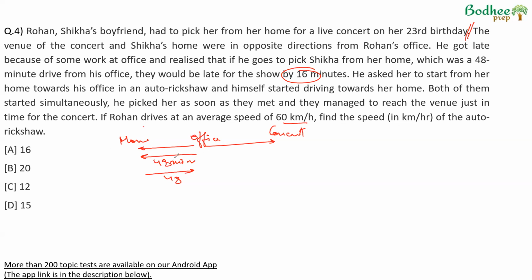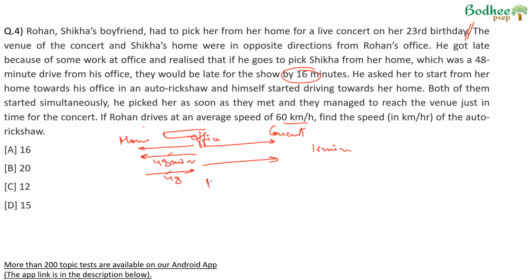Now, normally he would have gone from office to home, 48 minutes, come back 48 minutes, and then gone to the concert. This will lead to a 16-minute delay. We want to save 16 minutes. So we have to save 8 minutes on each trip from home to office, because the time from office to concert will be the same. The only thing is, if he picks up Shikha a little earlier, some time can be saved.